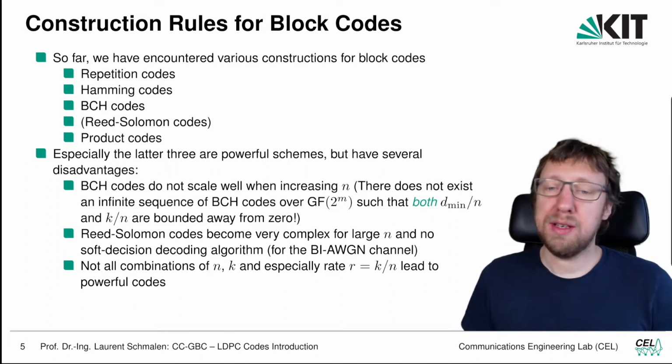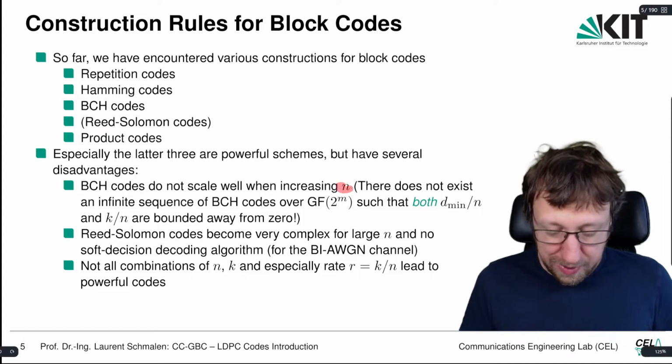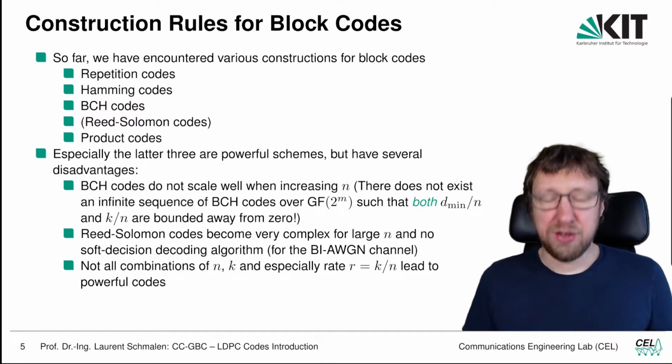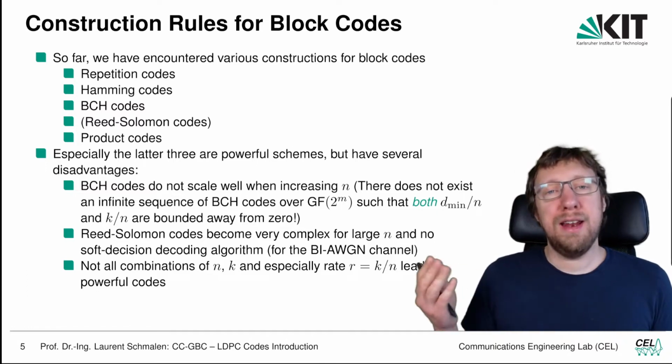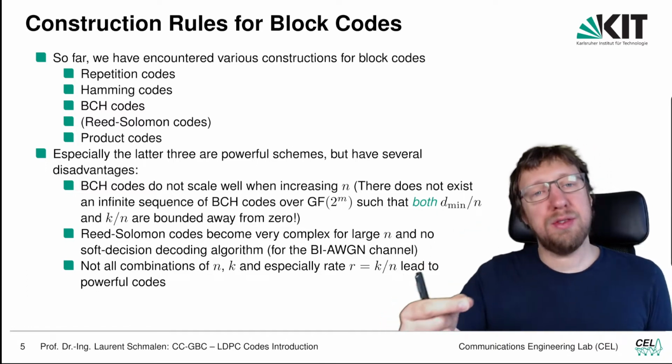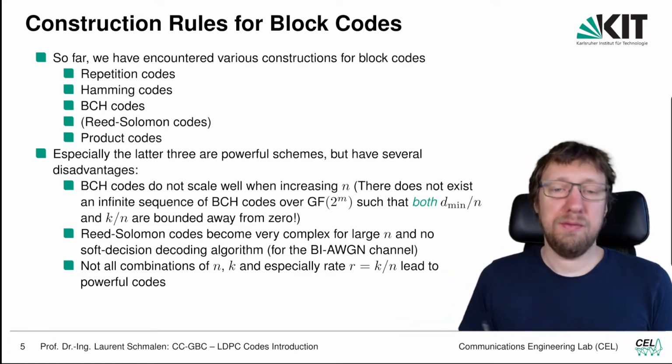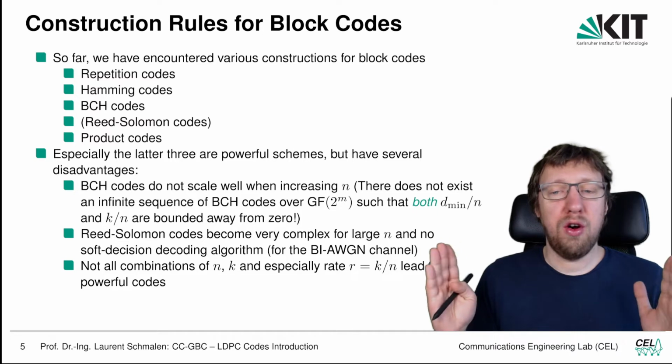These codes do not scale when we increase n. You can actually prove that if you increase n, either the minimum distance goes to 0, or the relative minimum distance goes to 0, or the rate goes to 0. So you cannot use them for long codes.